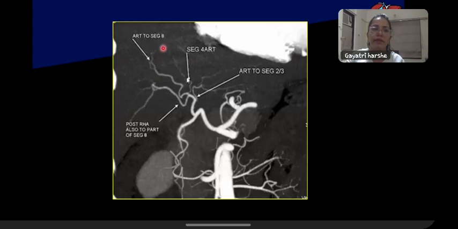This is another variation where this is the celiac trunk, gastroduodenal artery, and then the posterior right hepatic artery here, and then all are different segmental arteries. This is the segment 2 artery, and this is segment 4, and this is the anterior segment, and this segment 4 artery arises from the anterior segment. So if the patient is undergoing left lateral resection, it is difficult.